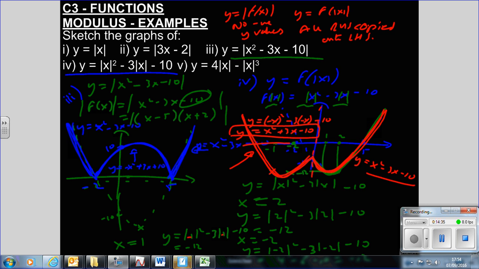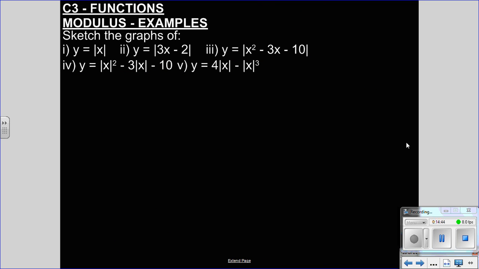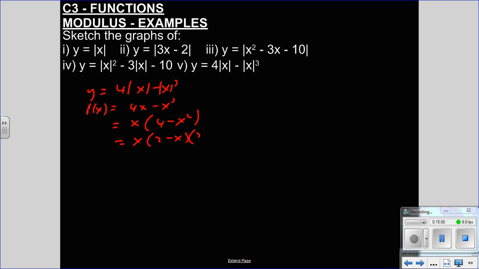Let's reiterate that with another example. Just make that dead clear. So this time number 5, I've got y equals 4 mod x take mod x cubed. So take the original, f of x is 4x take x cubed. Factorize it so I can start drawing it. So that's a difference of 2 squares right there. Where's it crossed then? So it crossed at 0, 2, and minus 2. It's a negative cubic, which means it starts high, ends low. Dotted line. There we go.